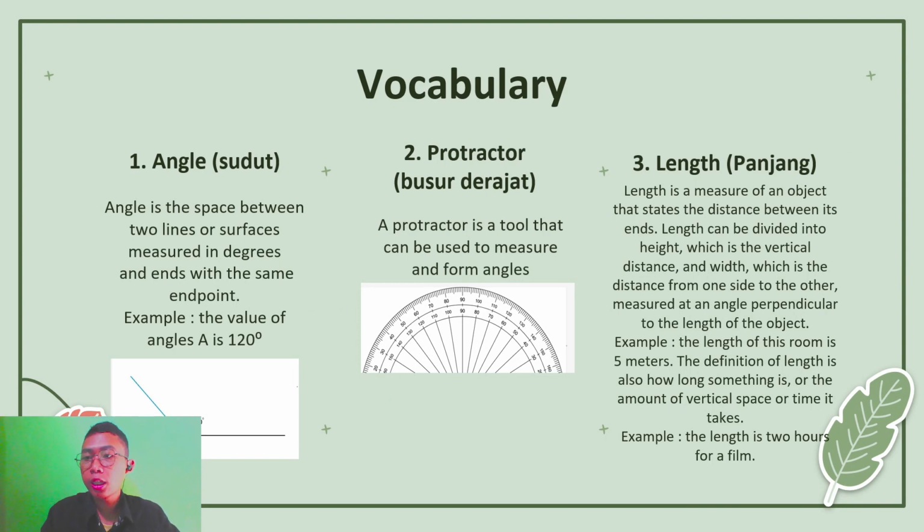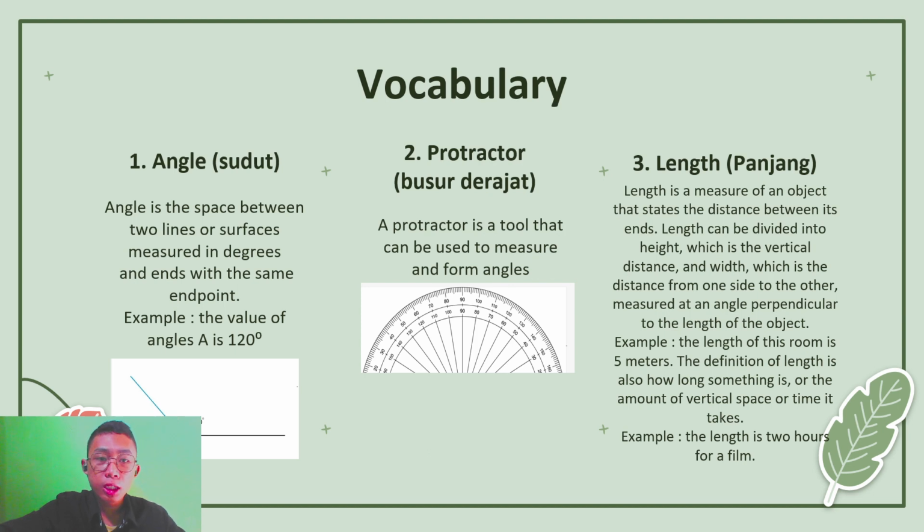First vocabulary is angle, and in bahasa is sudut. Angle is the space between two lines or surfaces measured in degrees with the same endpoint. Example, the value of angle A is 120 degrees. Protractor. In bahasa is busur derajat. A protractor is a tool that can be used to measure and form angles.